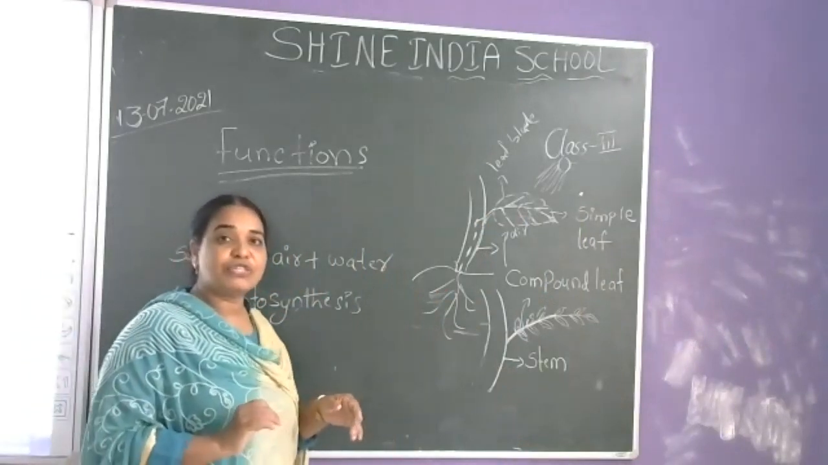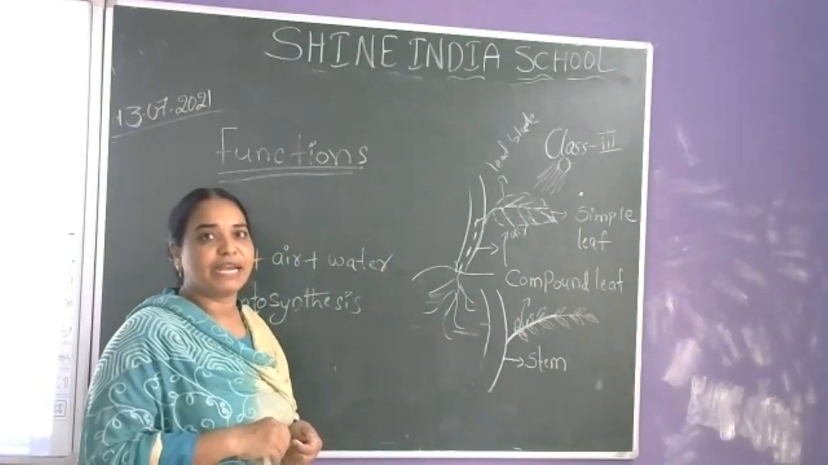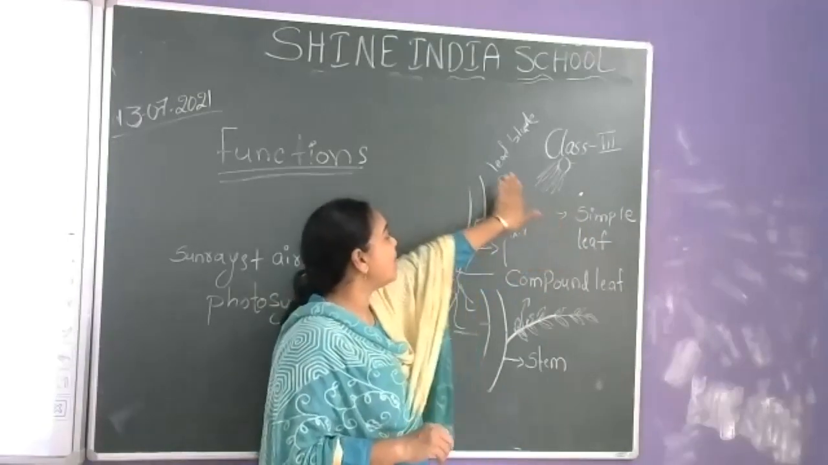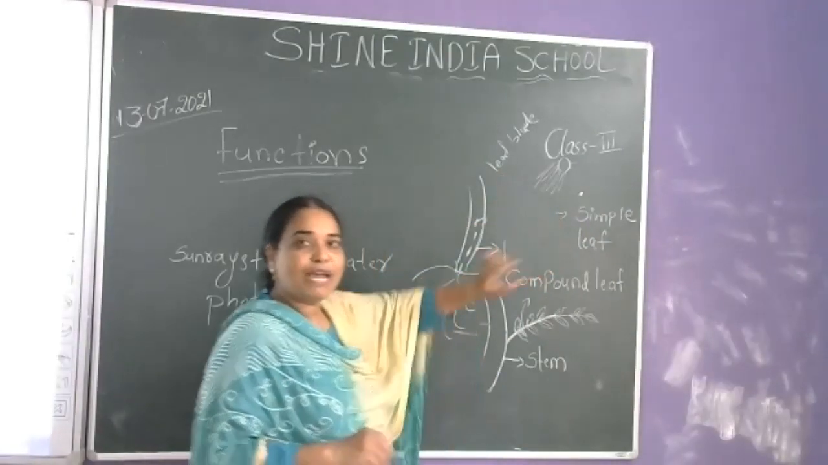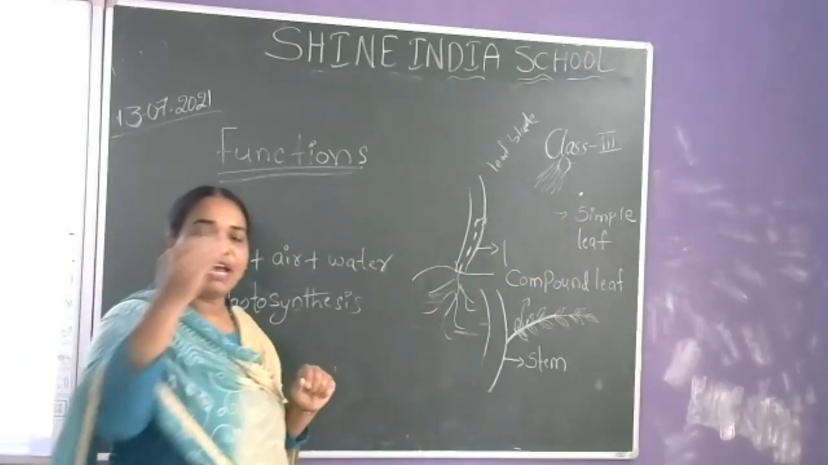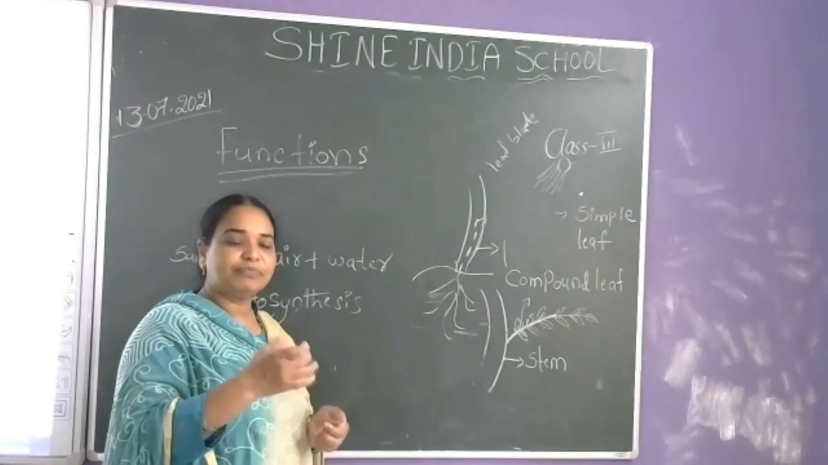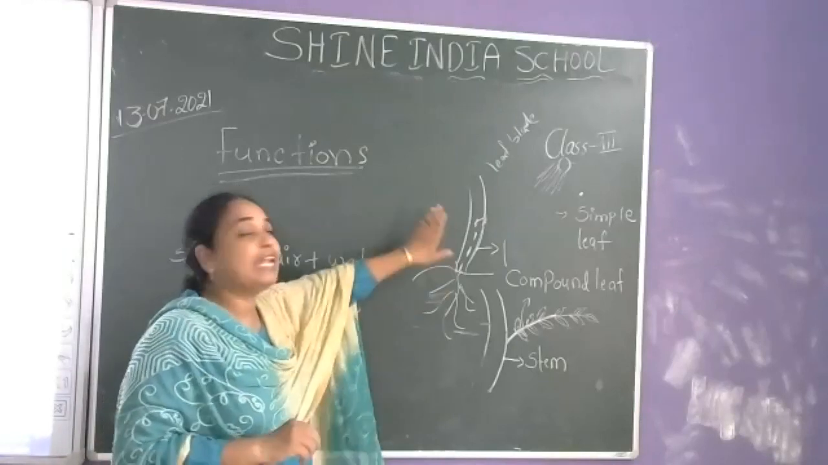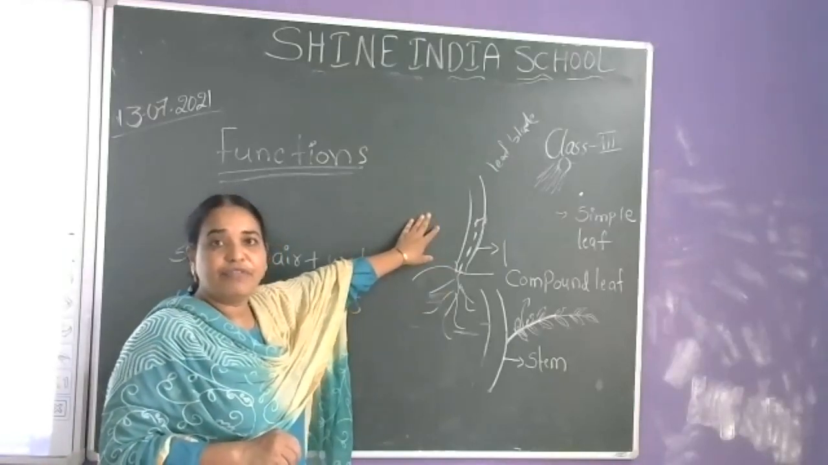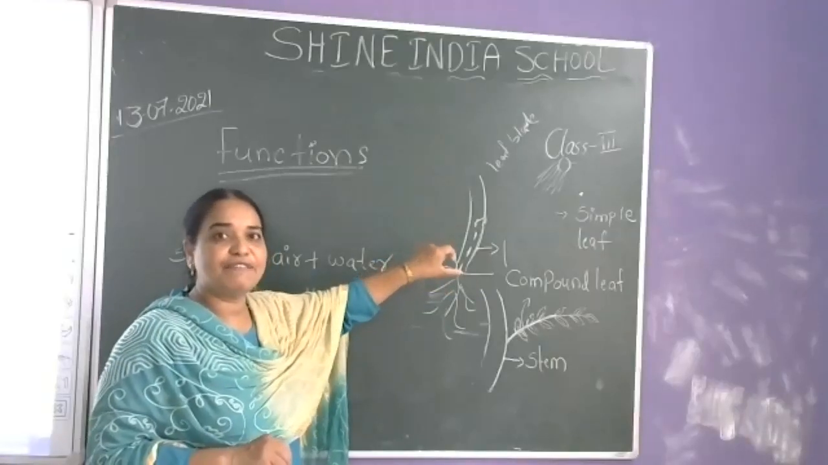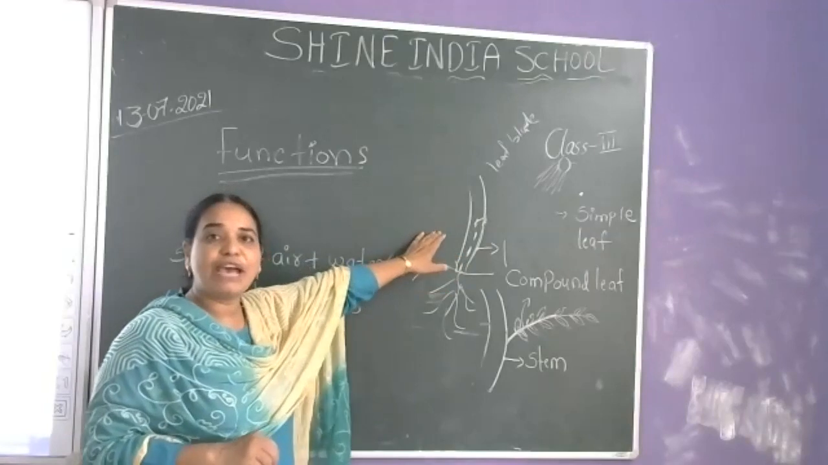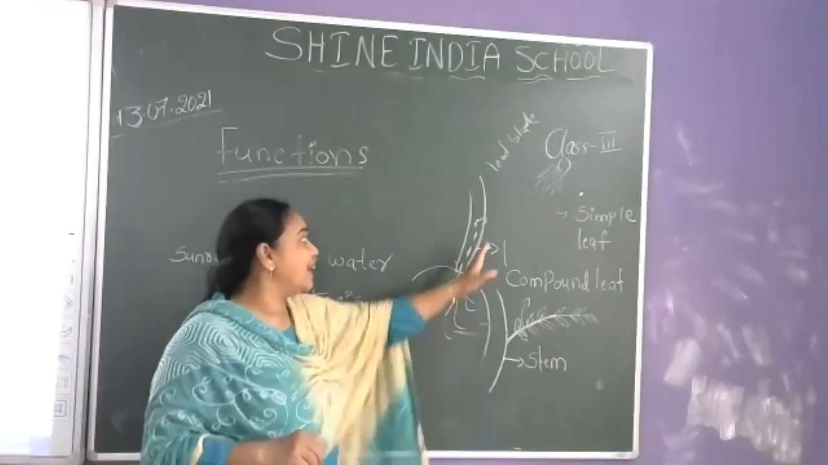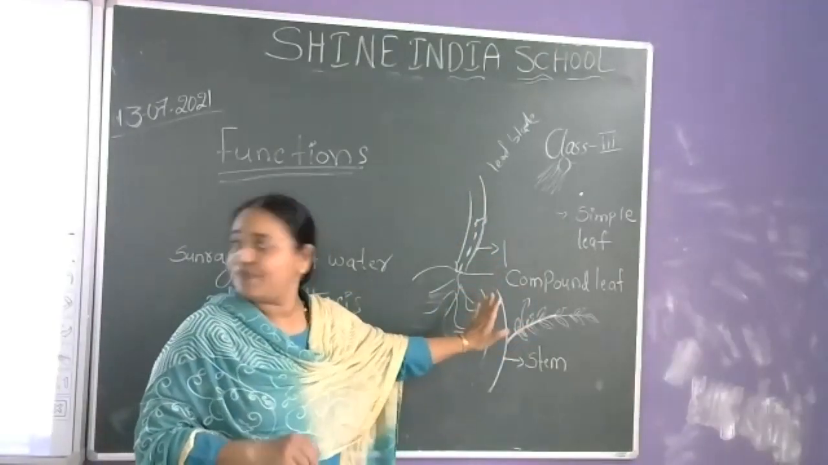So if I ask a question now, if you pluck all the leaves of your plant, if there are no leaves for your plant, what will happen to the plant? If you pluck all the leaves of your plant and daily we give water to the plant, if any new leaves arise, again you pluck those leaves. So finally what will happen to the plant? So there is no food for the plant. If there are no leaves, there is no food for the plant.